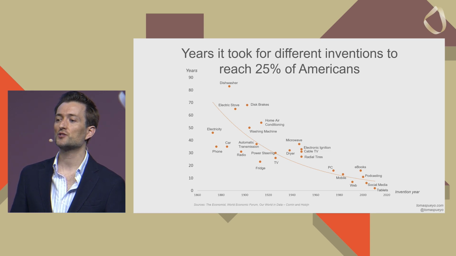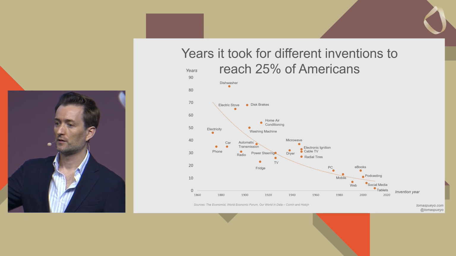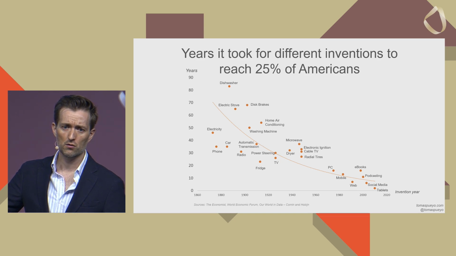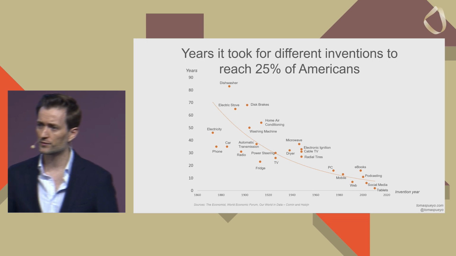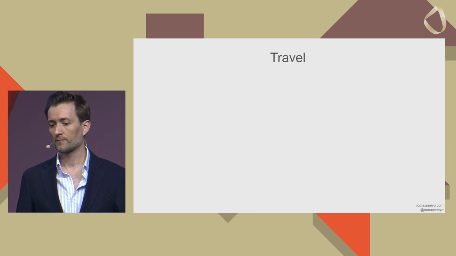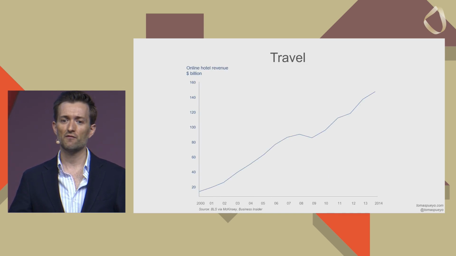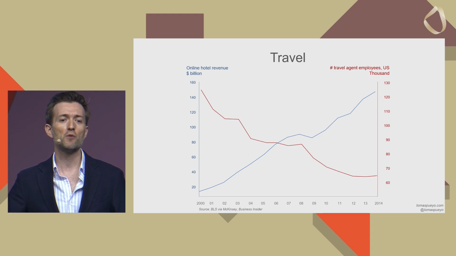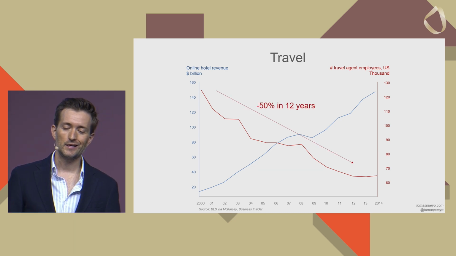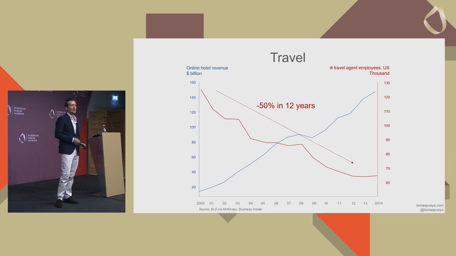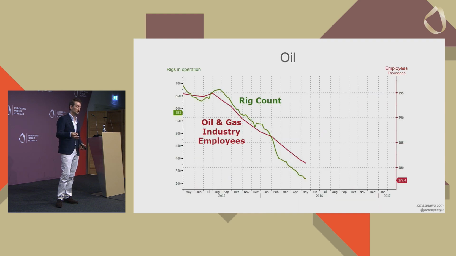But now things are substantially faster. If a century and a half ago, it took 80 years for 25% of Americans to use dishwashers, now it takes years or even months for people to adopt a new technology. So everything is much faster. Travel, for example, we know how fast it has gone, how much we've moved our bookings from the phone to internet. And in 12 years, half of the workers in travel agents have lost their jobs. That's not 130 years, that's 12 years.